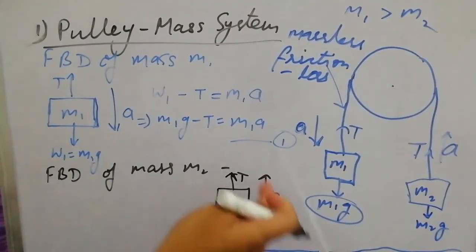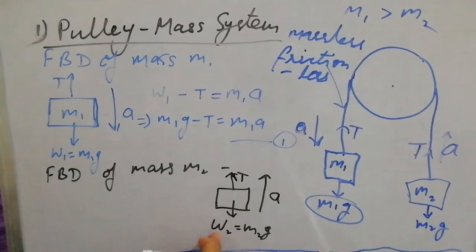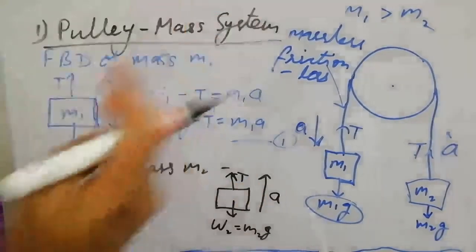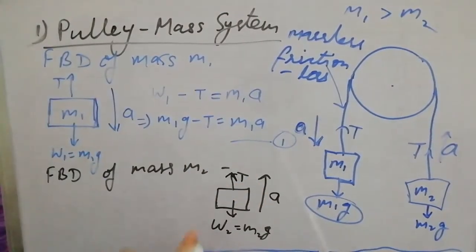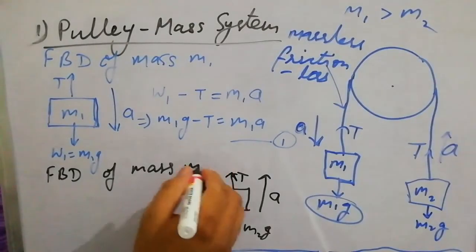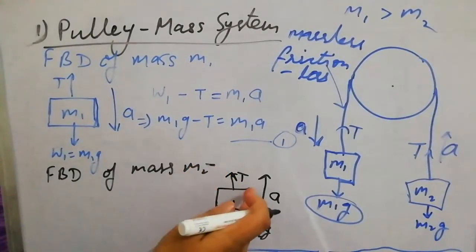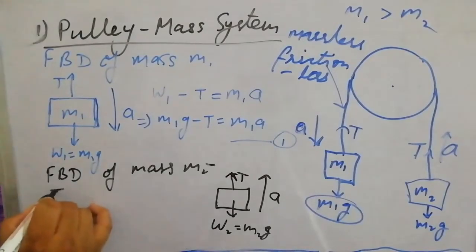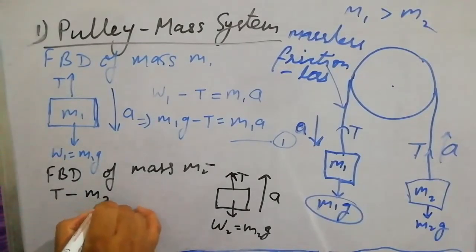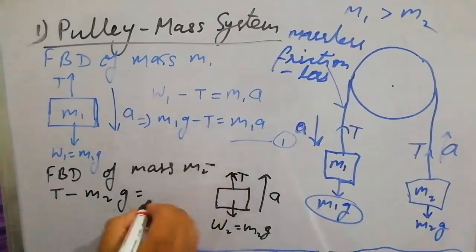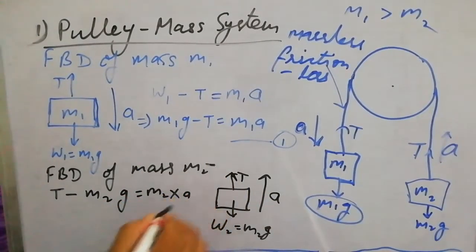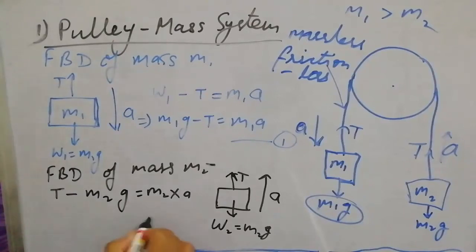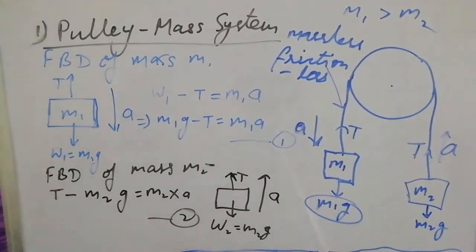We will say the net force of w2 and T is acting vertically upwards. So what will we say? It means this tension force is larger than the weight of the object, only then is it pulling it upwards. So we will say T minus m2g is equal to the whole mass m2 into a, as the whole body is moving upwards. So we have got two equations.